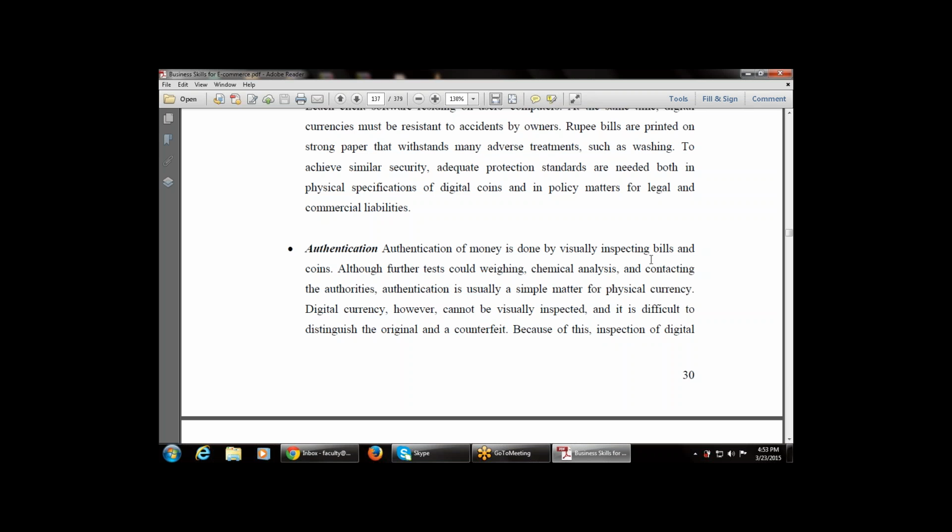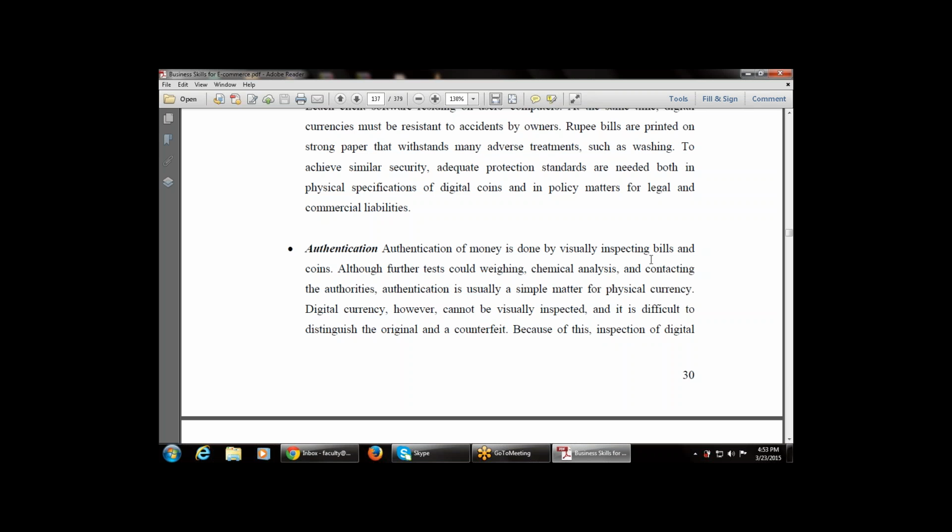Although further tests could involve chemical analysis and contacting the authorities, authentication is usually a simple matter for physical currency. So if I say physical currency, that means a coin system, cash system, that is a physical currency. So authentication is one of the better tools that is used with the physical currency. Digital currency, however, cannot be visually inspected, and it is difficult to differentiate the original and the counterfeit. Counterfeit means that which can be used as a fraud.